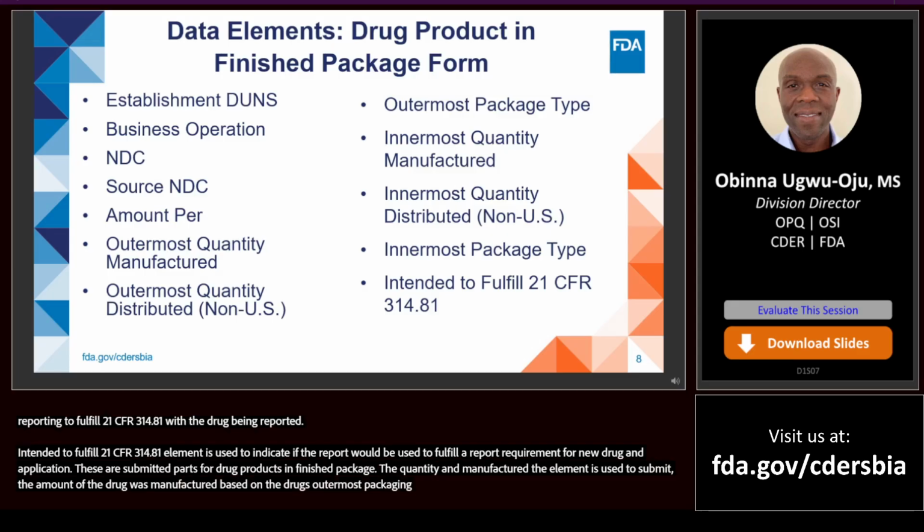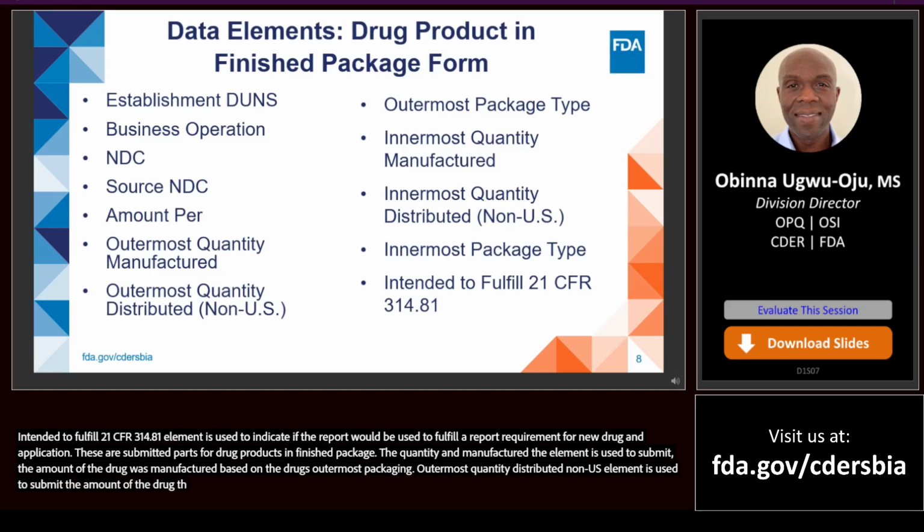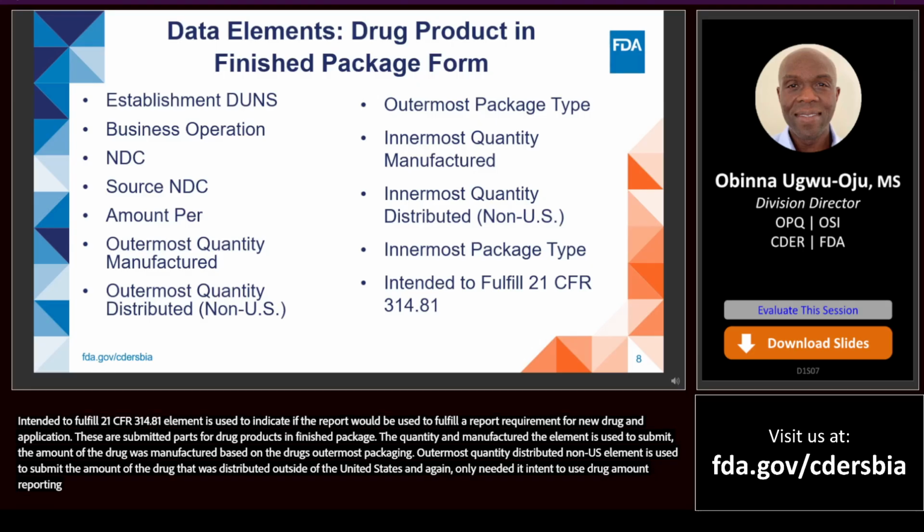Outermost quantity distributed non-US data element is used to submit the amount of the drug that was distributed outside of the United States, and again is only needed if you intend to use drug amount reporting to fulfill 21 CFR 314.81 for the drug being reported.